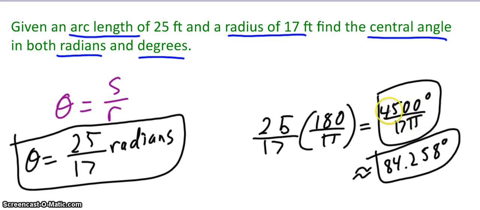Now, one thing I would warn you about, be very careful when typing something like this into your calculator. A lot of times, if we just type in 4,500 divided by 17 pi, your calculator is going to do 4,500 divided by 17 and then multiply that answer by pi. So if you're going to type this whole thing into your calculator as it is, make sure to put the 17 pi in parentheses.